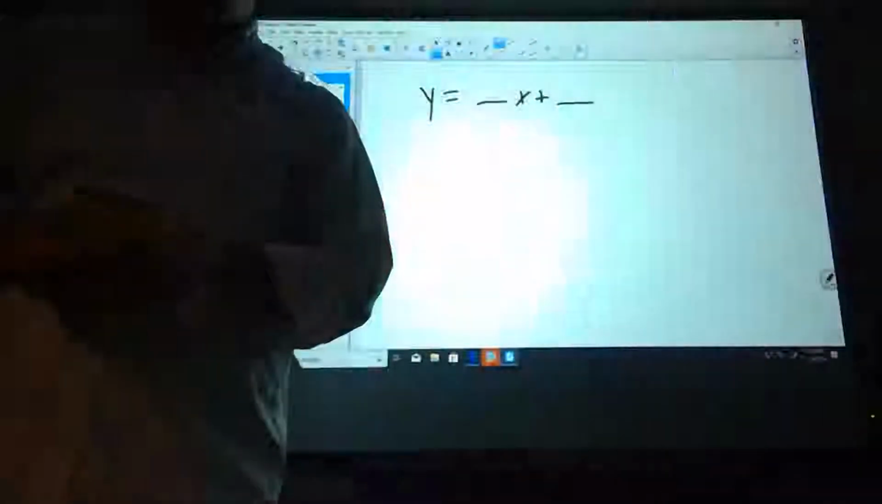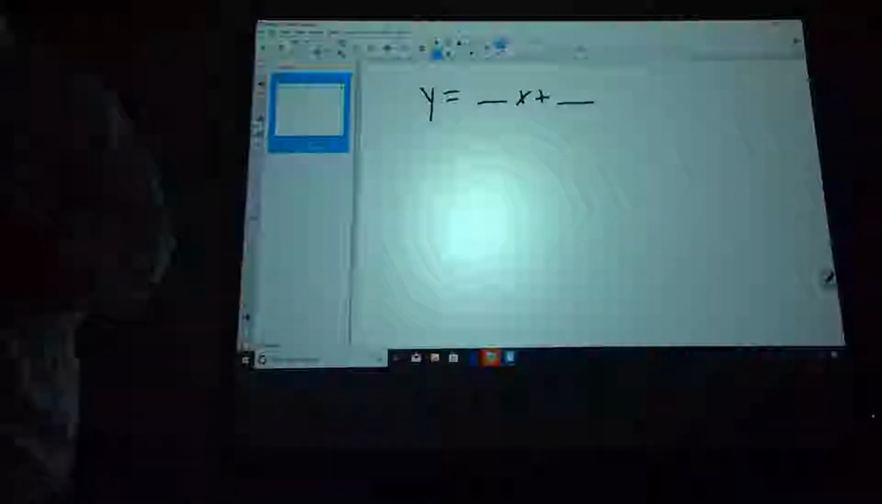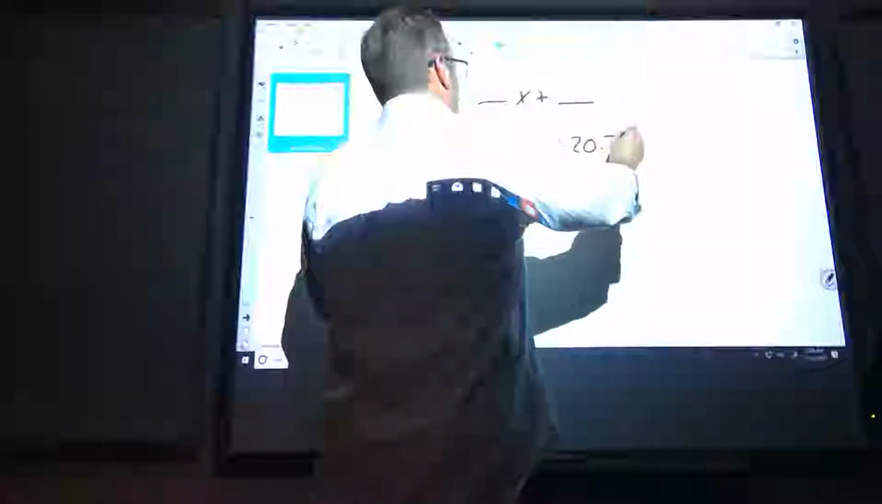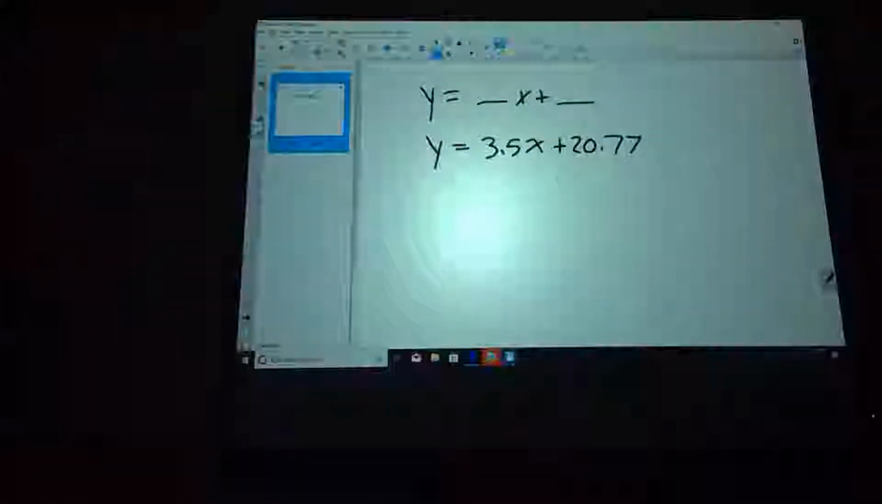So, I think I have everything. X plus B. Oh yeah, MX plus B. Right, but we had done the equation yesterday. Fortunately I have it here. So it was y equals 3.5x plus 20.77.